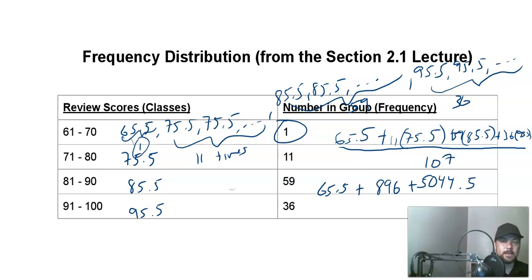Trying to think, does that make sense? That's one. I don't know if that makes sense. Hold on. Let's check that again. All right, 11 times 75.5. I had a feeling that wasn't right. So what made me pause there is these are both odd numbers.